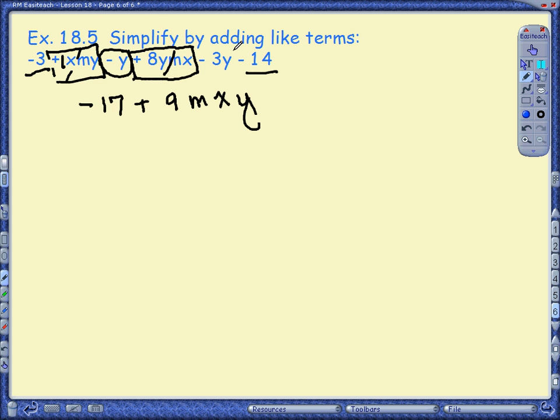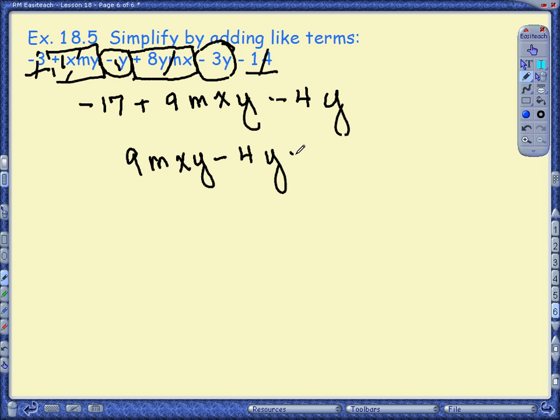I'm going to circle this, and I'm going to circle this. Those are gone too. I have a negative 1y and a negative 3y. That means I have negative 4y, and that's my final answer. This can be written in any way you please. Usually the book will put the positive term and the variable term first, and the constant term at the end. There's no difference between these two answers because addition is commutative. And that concludes lesson 18.